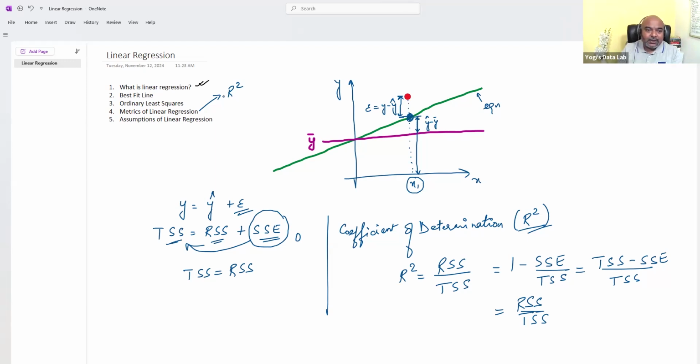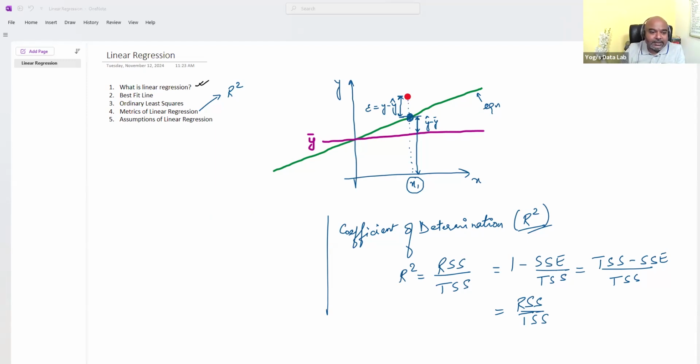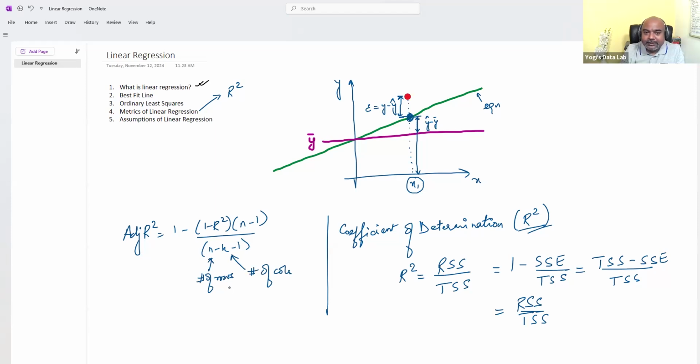So for this came the concept known as adjusted R square. Adjusted R square is given by 1 minus (1 minus R square) into (n minus 1) divided by (n minus k minus 1). N is the number of rows and k is the number of columns or features or variables, whatever you call them.